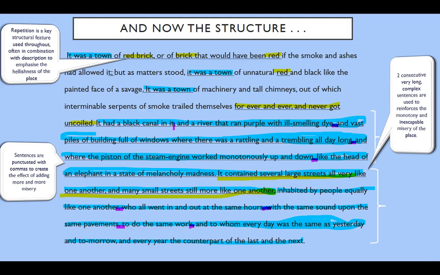And what we find in this text is that we have overall a semantic field of hell. So we've got references to red, we've got references to serpents, to the idea of it coiling around, to smoke, and the people are like the lost souls in hell. The river, the purple river that's running purple with ill-smelling dye, is like the river Styx, that people are carried over. And what he's trying to suggest is that these industrial towns are like hell on earth for the people that actually live and work there.